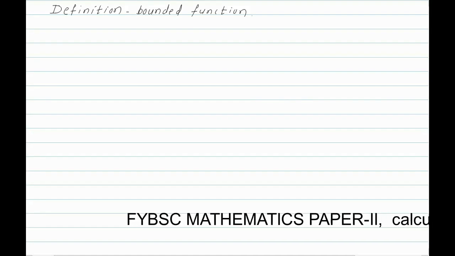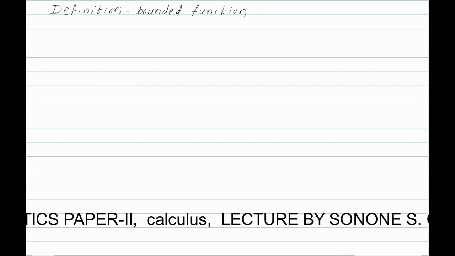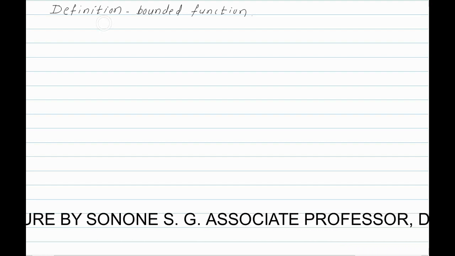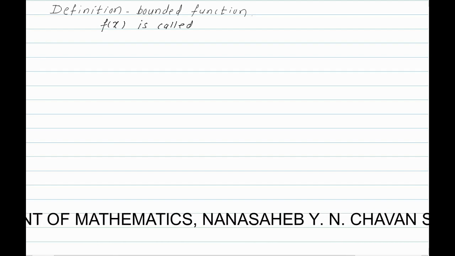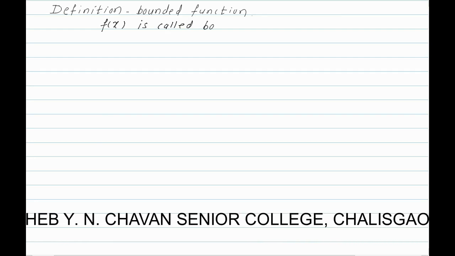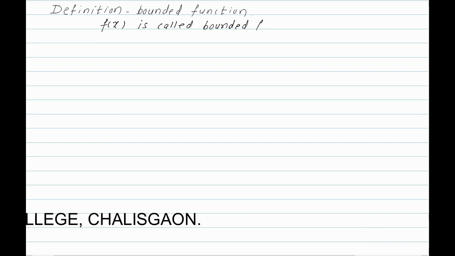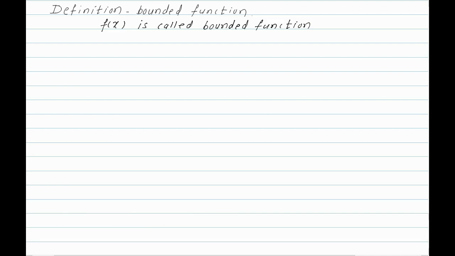Next, definition of bounded function. Function f of x is called a bounded function on some interval, say closed interval a comma b, if mod of f of x is less than or equal to some constant k for all x in closed interval a comma b.